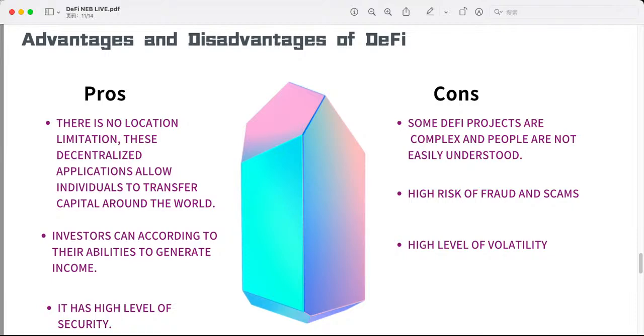So for these cons, I have something to say to you. You should weigh how much risk you want to take and how much profit you want to make. When you have weighed how much risk you can take and how much money you want to make, you can invest some of your crypto assets into the DeFi market.